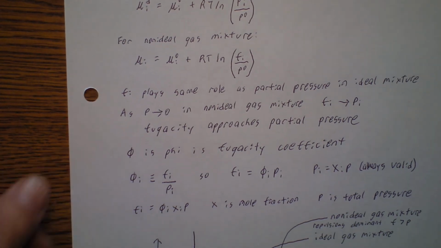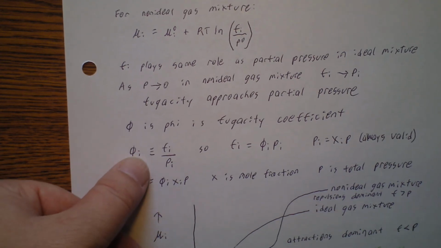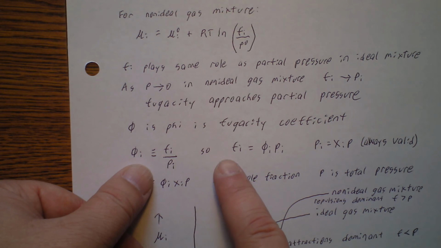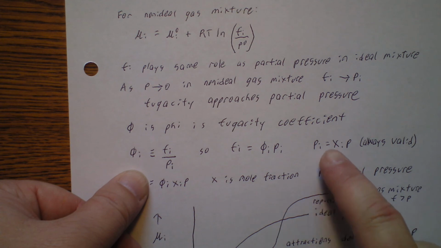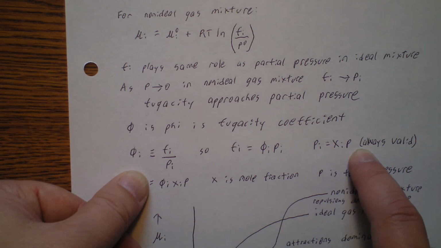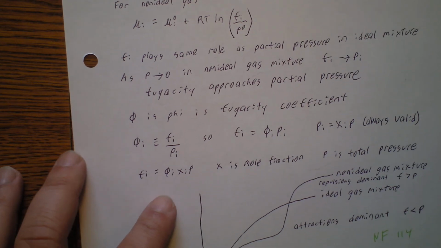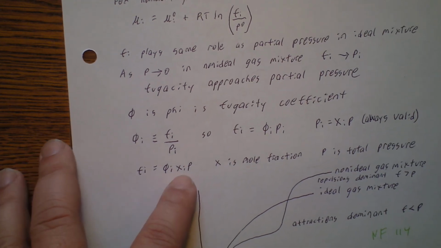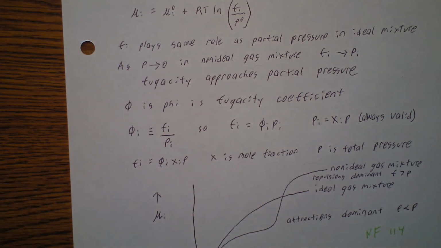Now we're going to use the symbol phi for the fugacity coefficient. So phi i is defined as f_i divided by P_i. So the fugacity of substance i is equal to phi i times P_i. And remember, the partial pressure of substance i is equal to the mole fraction of i times the total pressure. That's always valid. Now the fugacity of substance i is equal to phi i times the mole fraction times the total pressure. So x_i, remember, is the mole fraction of substance i, and P is the total pressure.